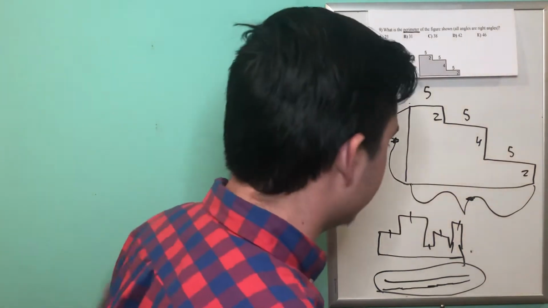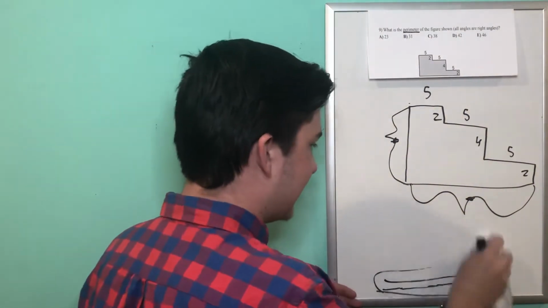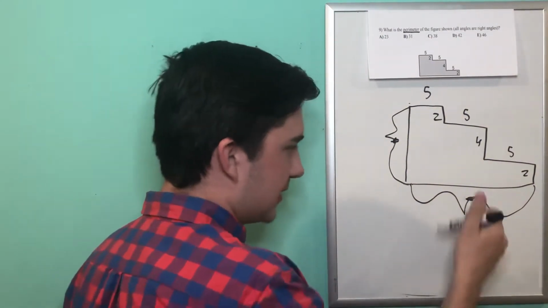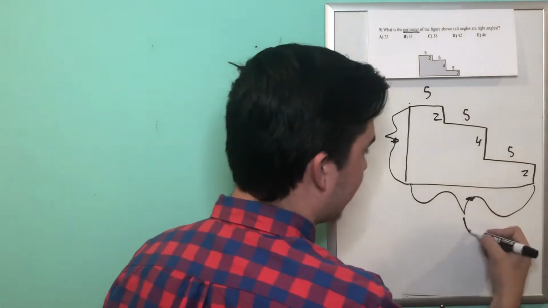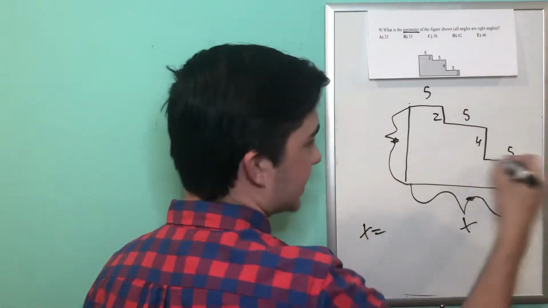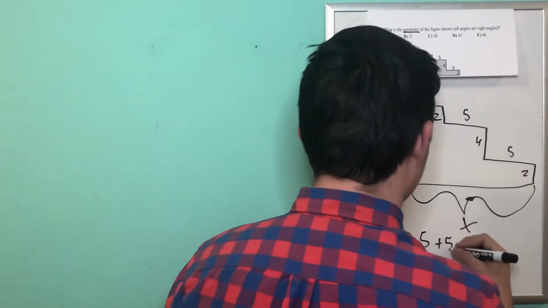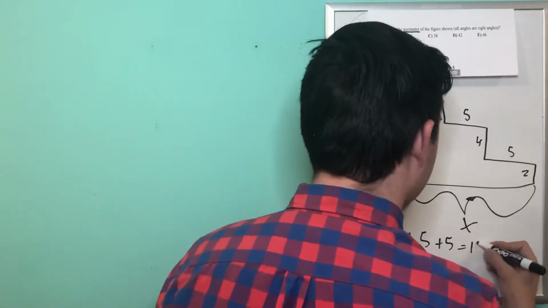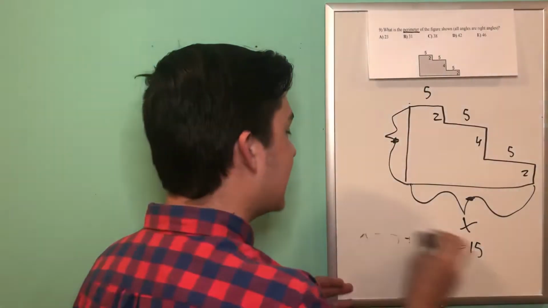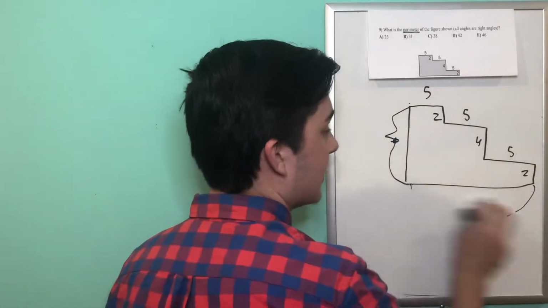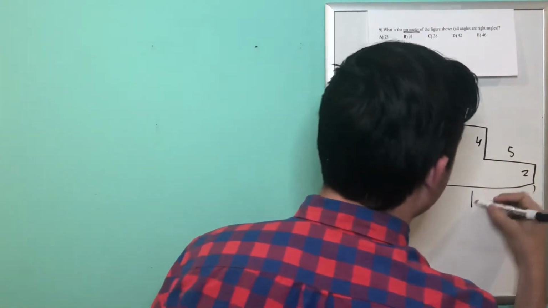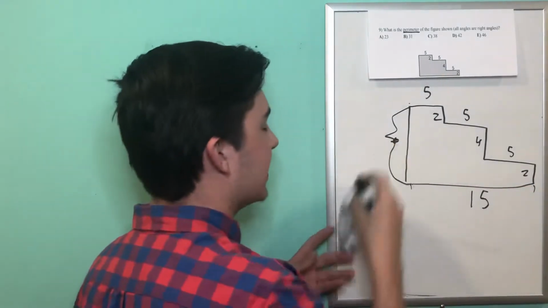So now we know that this line, which I'll label X, is equal to the sum of all the horizontals. So that's equal to 5 plus 5 plus 5. And what's that? 15. So we got one side. Now we need to solve for the other, right? So this is 15, and now we have to look for this one.